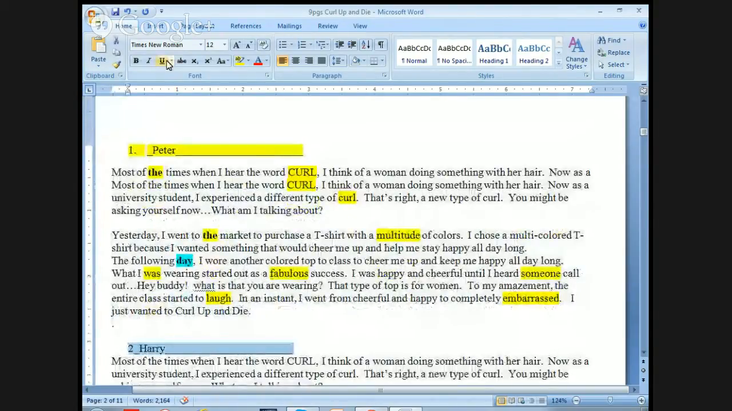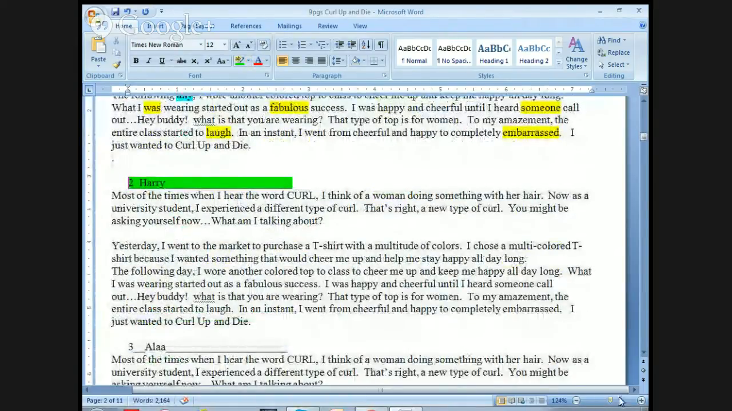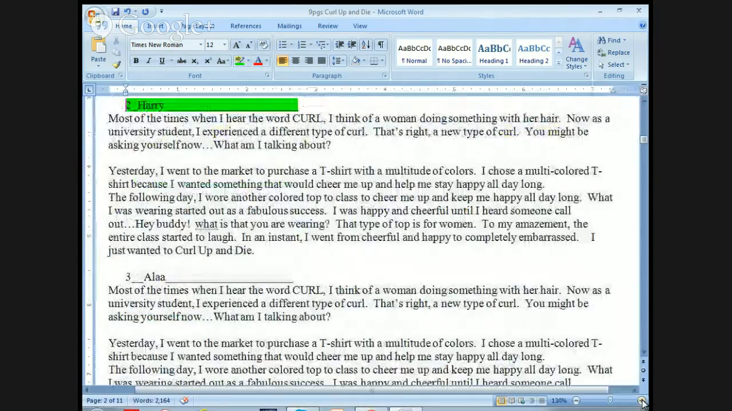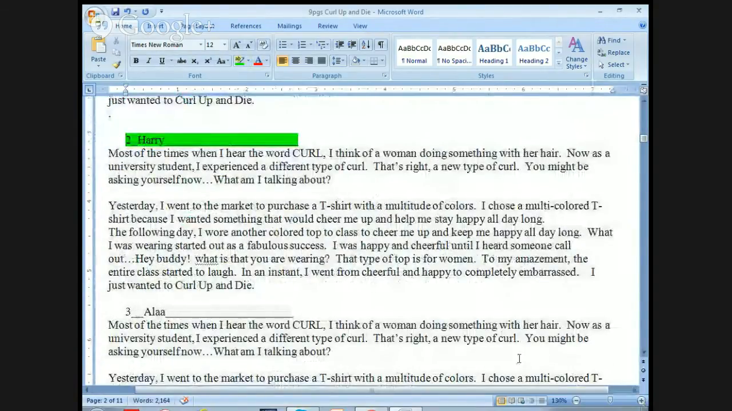Okay. Harry, it's your turn. Harry? Yeah, I'm here now. Okay. Most of the times when I hear the word curl, I think of a woman doing something with her hair. Now, as a university student, I experienced a different type of curl. That's right, a new type of curl. You might be asking yourself now, what am I talking about?